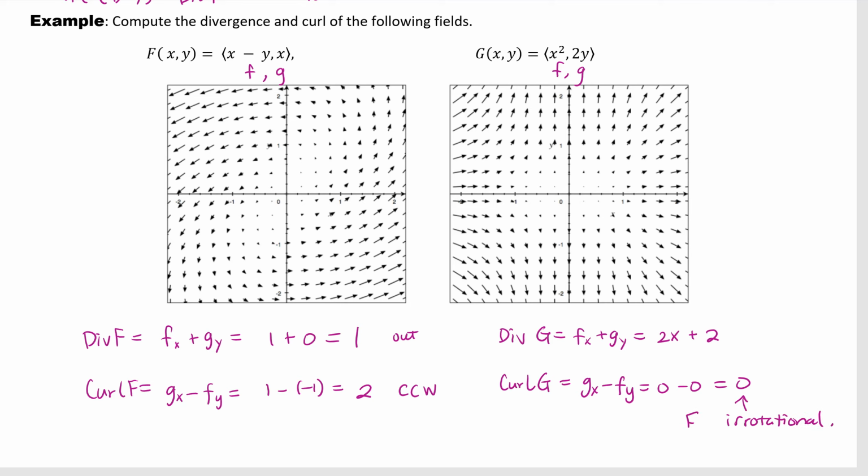So the field G is irrotational. However, the divergence depends on the x coordinate. So far, so good, everybody? Okay, so let's continue.